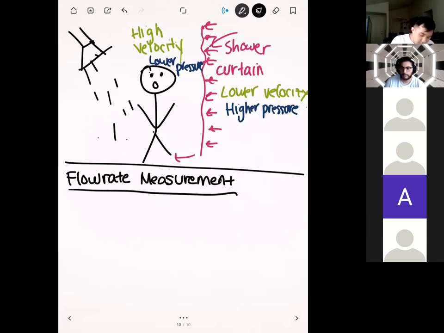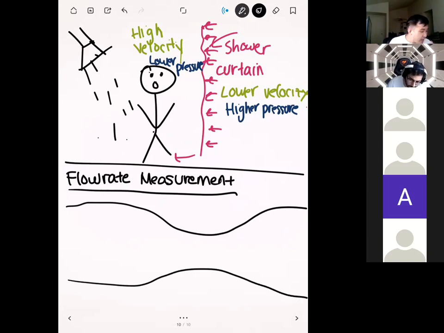And so let me just draw a simple situation here. Let's say that we have a flow like this, where we have a wide upstream area. We'll call this location right here location 1. And we also have a location in the throat, and we'll call that location 2. Okay. And then let's say that we know the pressure difference between them.